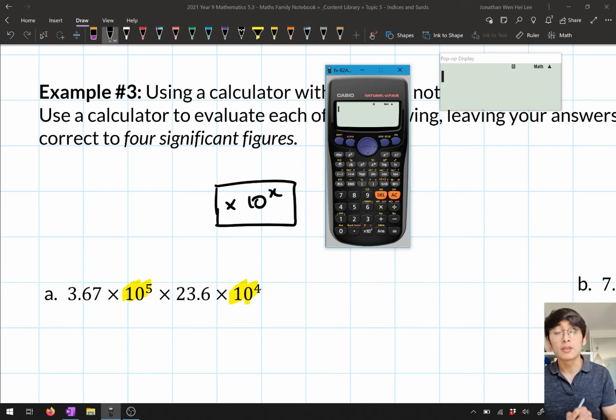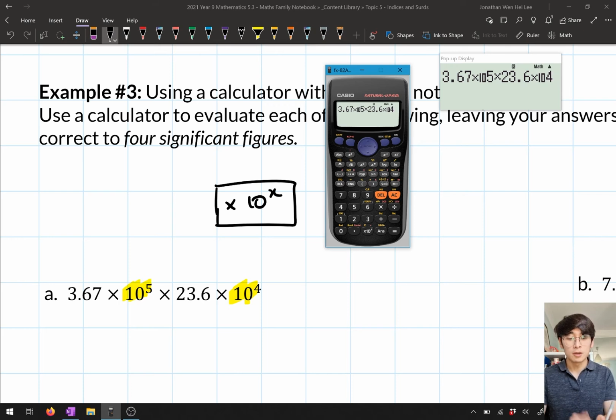So what we want to do is just put these numbers in our calculator. So here for the first one, I'm just going to go 3.67 times 10 to the power 5 times 23.6 times 10 to the power 4. So here I'm using that times 10 to the power x button, pressing equal. Oh, excellent. They've actually given it to me already in scientific notation. So notice here I've got 8.6612 times 10 to the power 10.